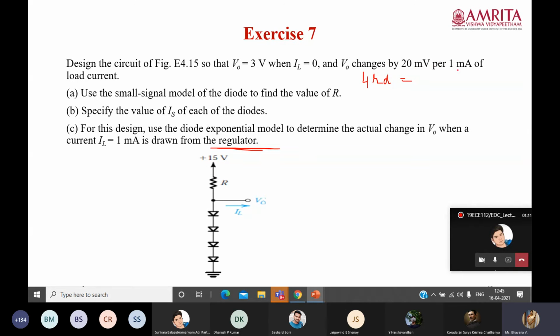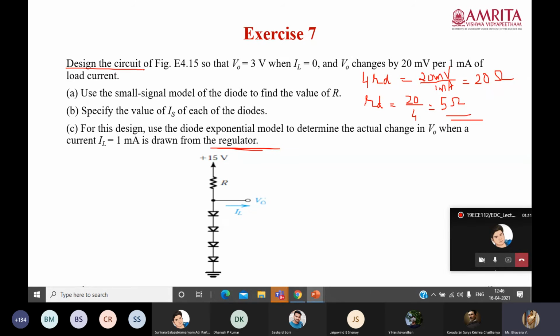V0 changes by 20 millivolts per 1 milliampere load current. So the resistance is voltage divided by current, which is 20 millivolts divided by 1 milliampere, equal to 20 ohms. So what is the incremental resistance of each diode then? It is 20 divided by 4, which is equal to 5 ohms.